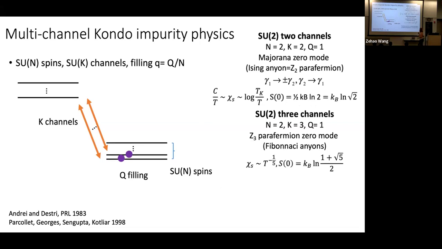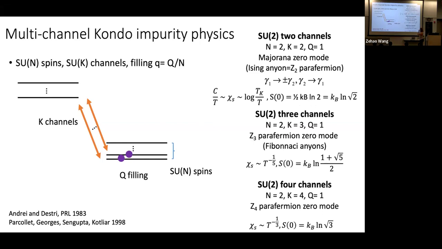And so then I'll just do one more, which is 4 channels. And this is Z4 parafermions. You get a log of square root of 3 for your impurity entropy, and the t to the negative 1/3. And you can look more generally if you have SU(4), quartets, all of this very interesting physics. Then you can ask, okay, but now how can I realize it, right?